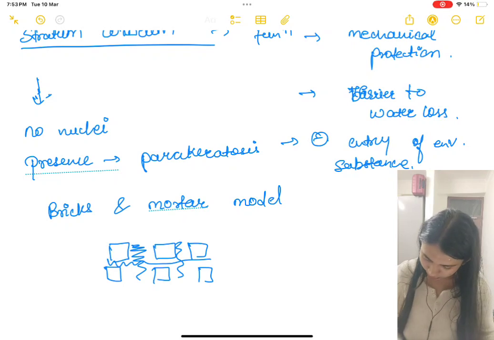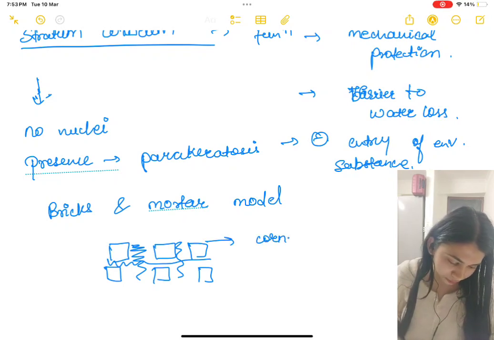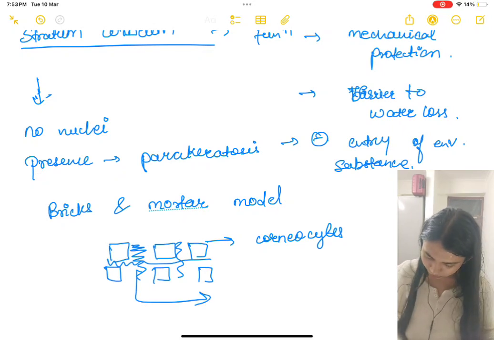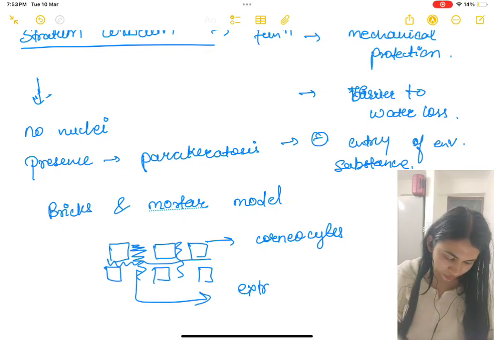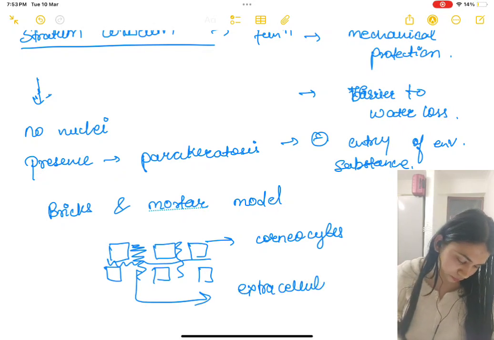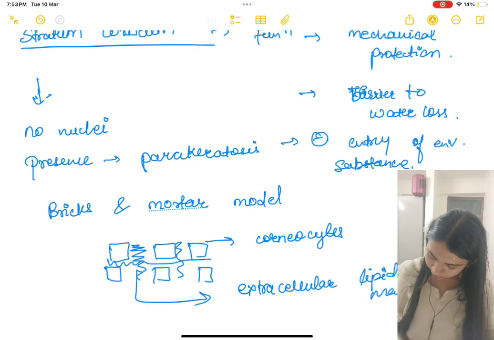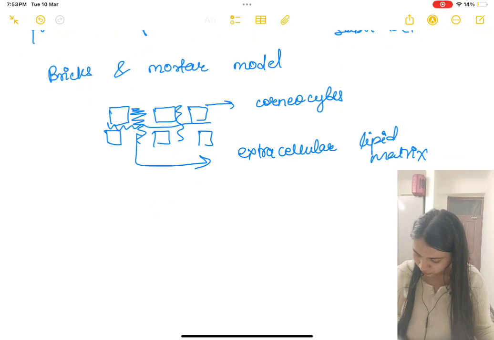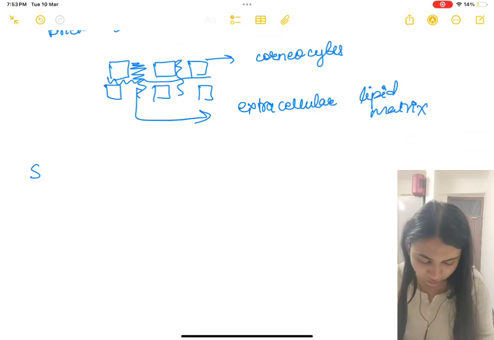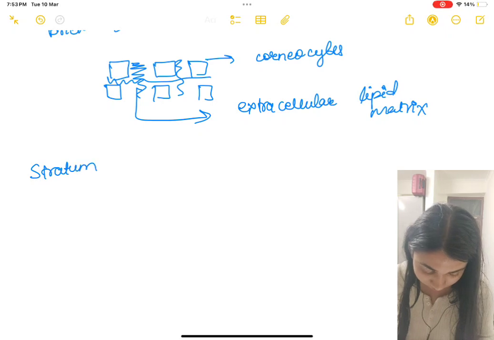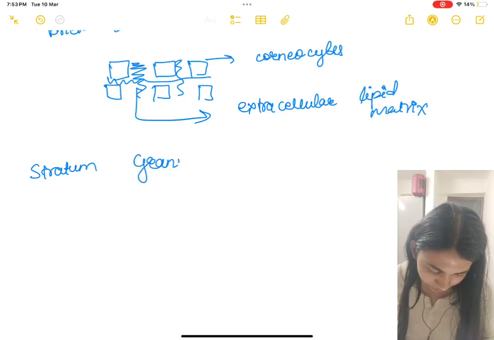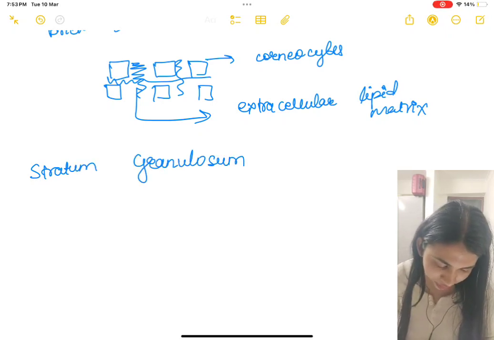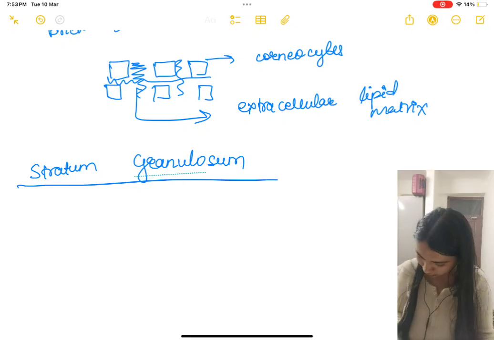Now the bricks are your corneocytes, and this mortar is your extracellular lipid matrix, which is made from loricrin. This is your mortar. Then after stratum corneum you have stratum granulosum, which is the second layer, and as the name suggests, granulosum, granules, it will contain certain granules.